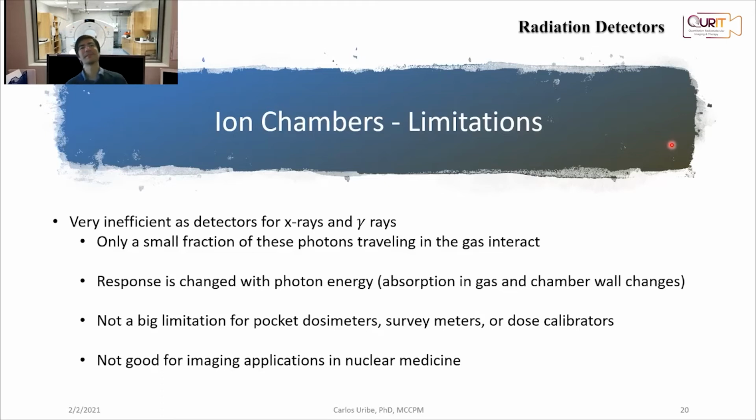Now, there are some limitations for the ion chambers. One is that they are very inefficient as detectors for X-rays and gamma rays, which are more or less high energy photons. Coming back to our attenuation coefficients, because these gases are not very dense, the probability of interaction of these X-rays and gamma rays is small. Only a small fraction of those photons traveling in the gas will actually interact.